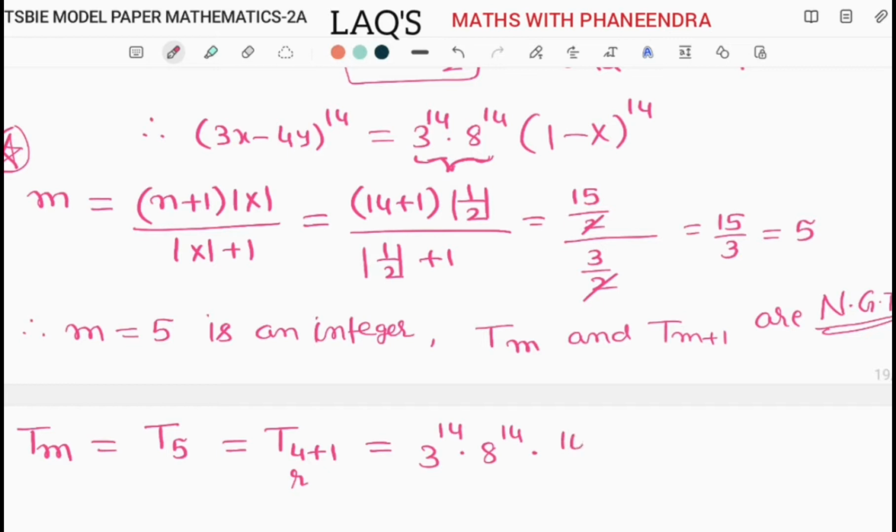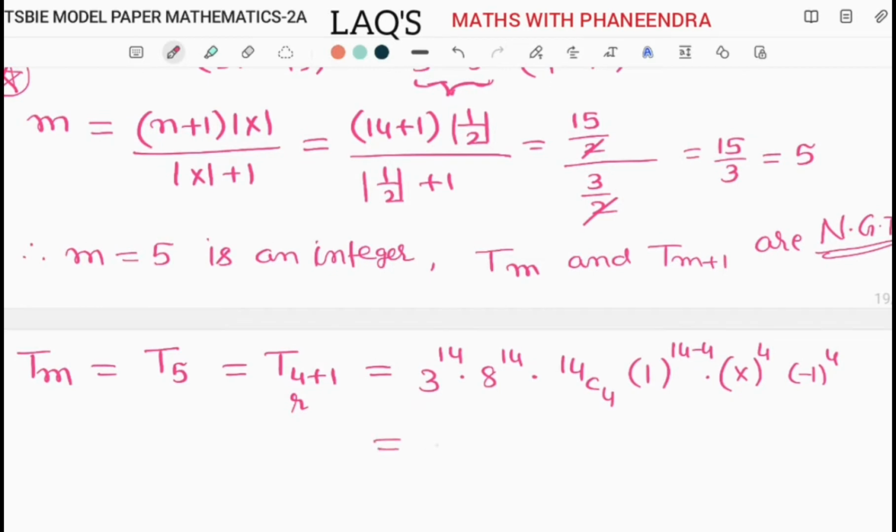So nCr means 14C4, 1 power n minus r, that means 14 minus 4, and capital X whole power r, where r value is 4, into minus 1 whole power r, because the expansion has a minus, which means 4. I hope you understand, which is equal to 3 power 14 into 8 power 14, 14C4, so 1 power anything is 1 only. Capital X value is 1 by 2, we already wrote that. 1 by 2 whole power 4. Minus 1 whole power 4 is also plus only. Now simplification. You can leave it like this.